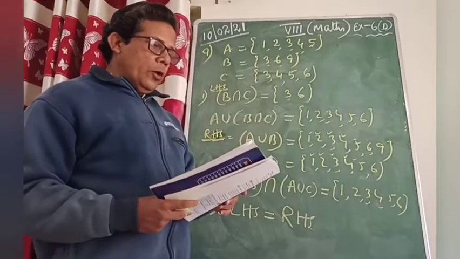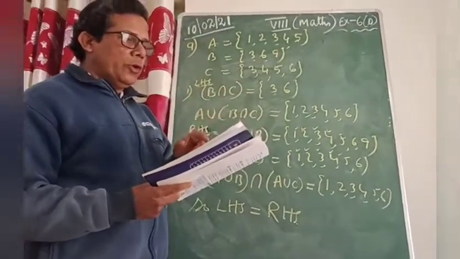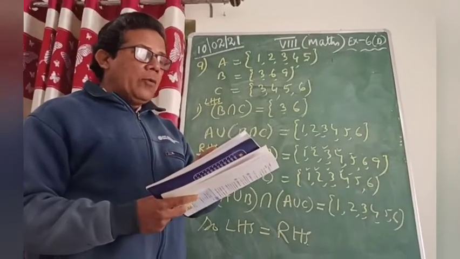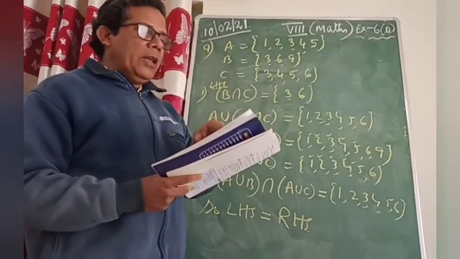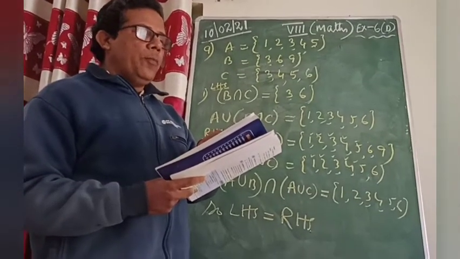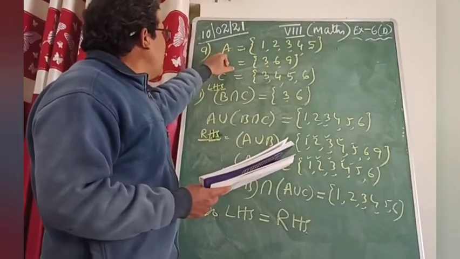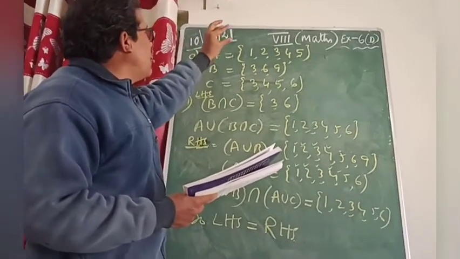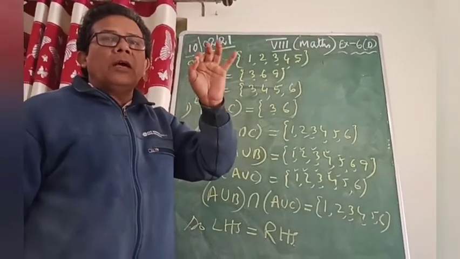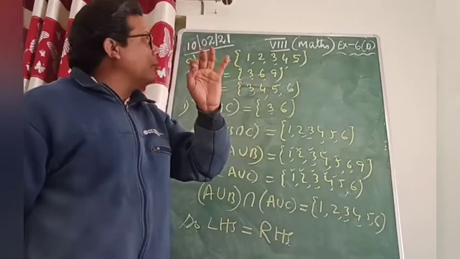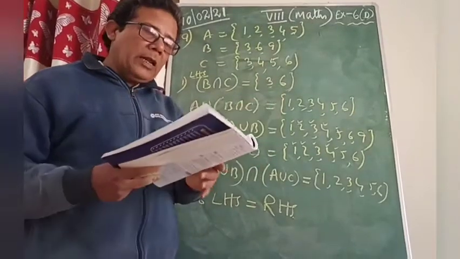Now I am going to solve question number 9. If you go to the book, you see the question given: A equal to x, where x is a natural number and the value of x is less than 6. That means the elements of set A are represented by natural numbers whose value is less than 6. So which natural numbers will come? 1, 2, 3, 4, 5. I hope it is clear to you.